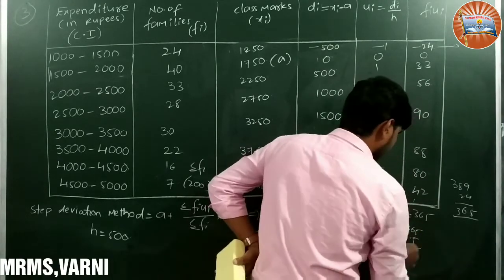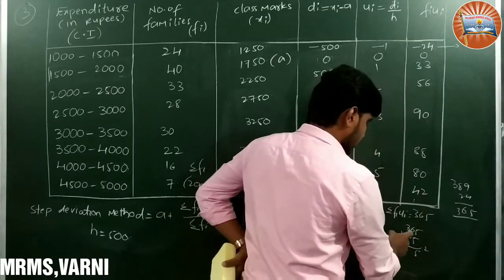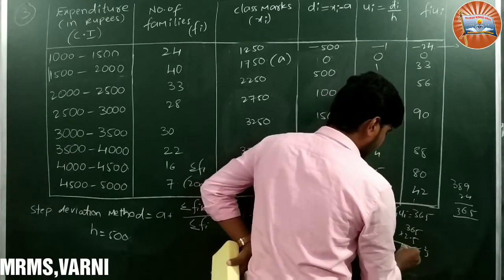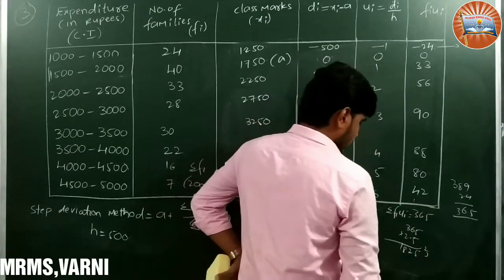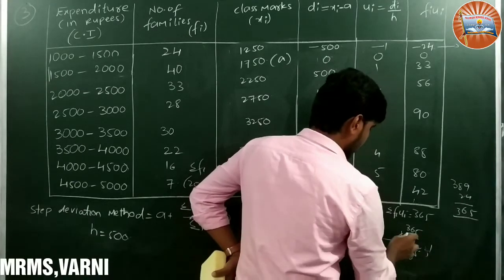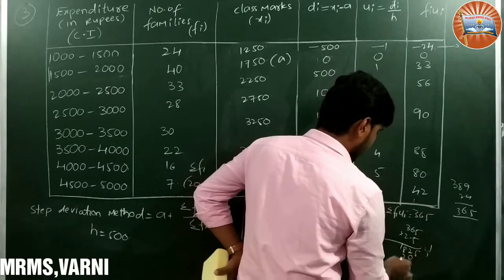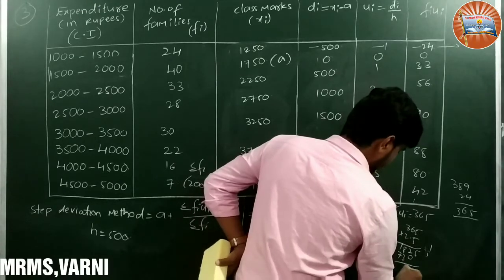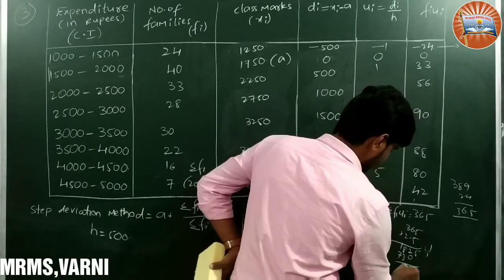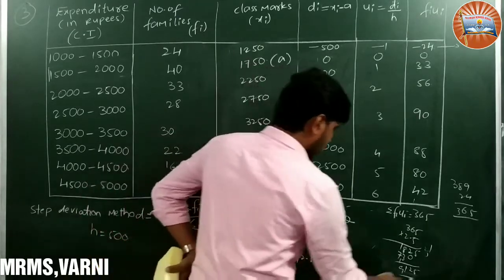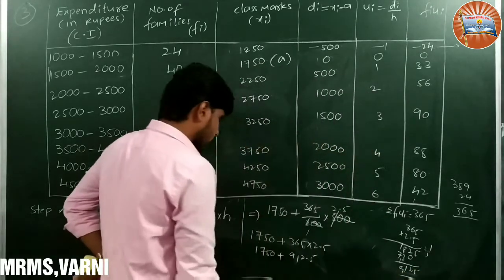365 into 2.5. 5 fives are 25. 5 sixes are 30, 32, 2 here, 3 here. 5 threes are 15, 18. Next, 2 fives are 10, 1 here. 2 sixes are 12, 13. 3, 1 carry. 2 threes are 6, 7. So it is 912.5. After one decimal, 9125, so 912.5.